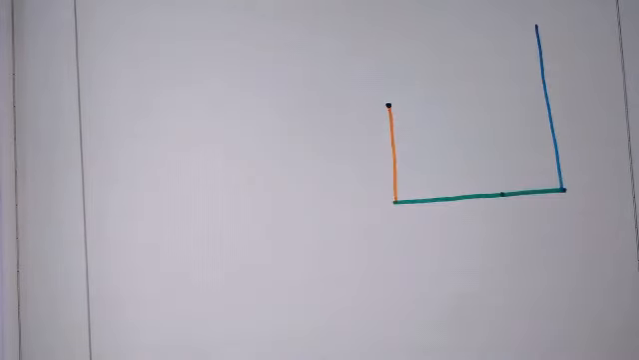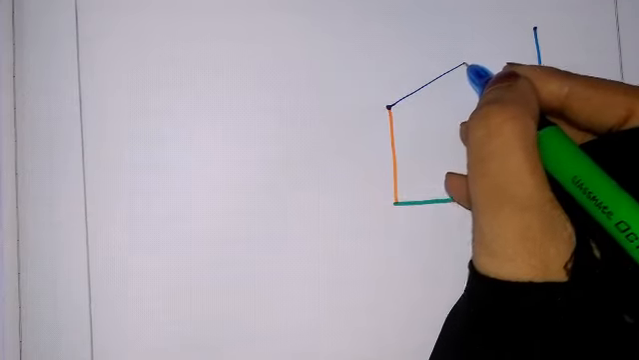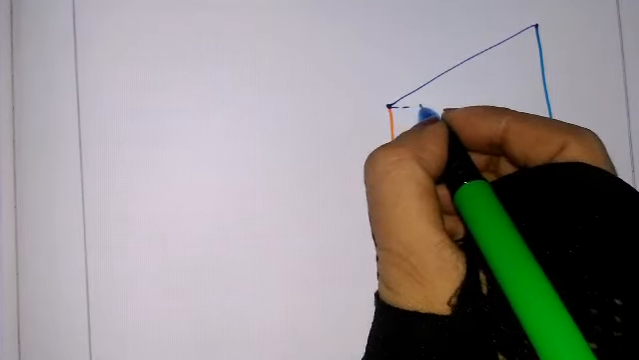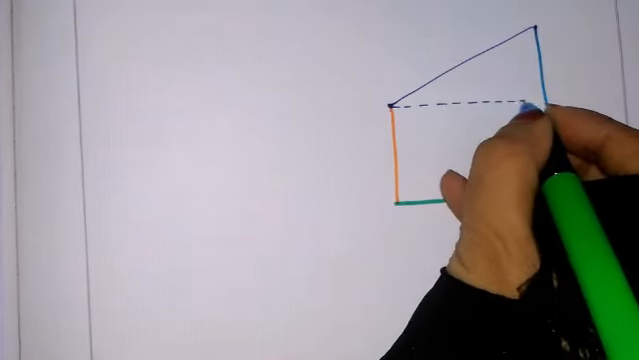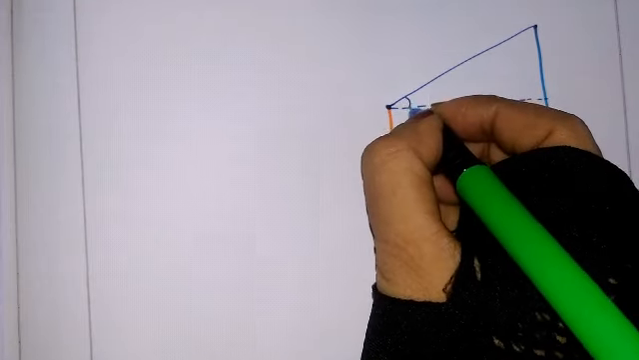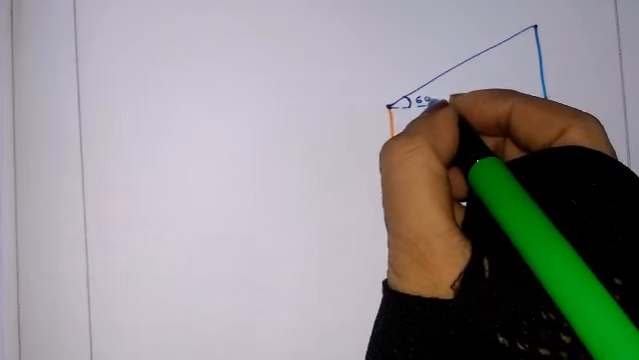Now let us start the question, what they have told. From the top of a 7 meter high building, the angle of elevation of the top of the cable tower is 60 degrees. Elevation. So let me draw one line here because they have told the angle of elevation is 60 degrees.